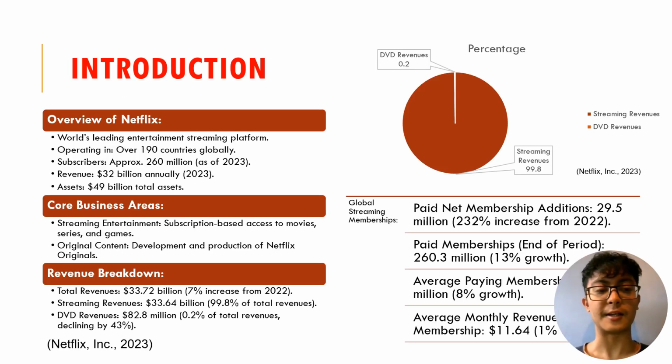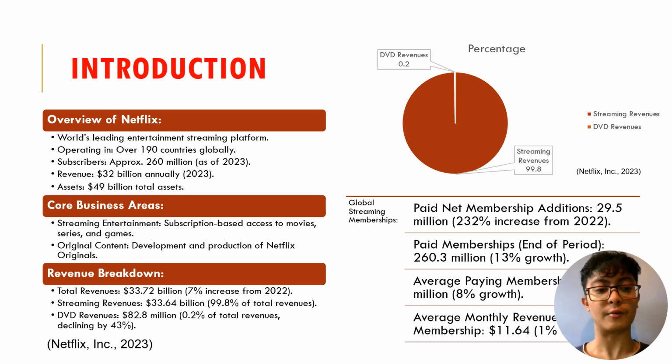Overview of Netflix. It is the world's leading entertainment streaming platform, which operates in over 190 countries globally. It has approximately 260 million subscribers as of 2023, revenue of 32 billion annually, and assets of 49 billion. If we talk about the core business area, as we all know, Netflix is a streaming platform which provides subscription-based access to movies, TV shows, and games.